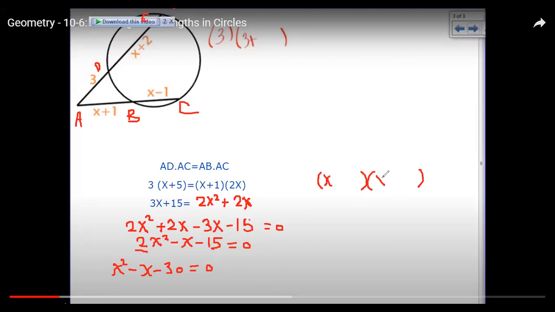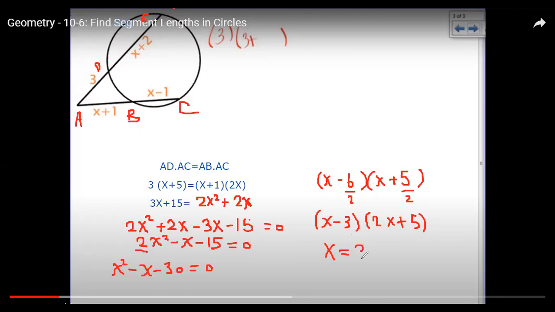So this one will be 6 and the other one will be 5. The bigger one is negative and the smaller one is positive. Then don't forget that at the beginning we have 2, so we will divide by 2 and divide by 2. The answer in simplest form is x minus 3 and 2x plus 5. Then the value of x in the first one is 3, and in the second one it is negative 5 over 2.